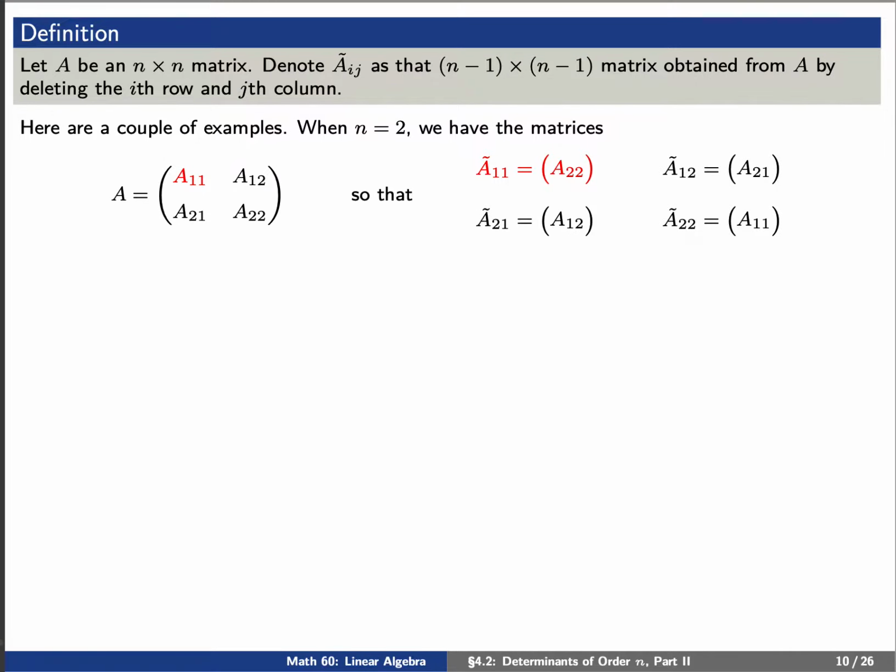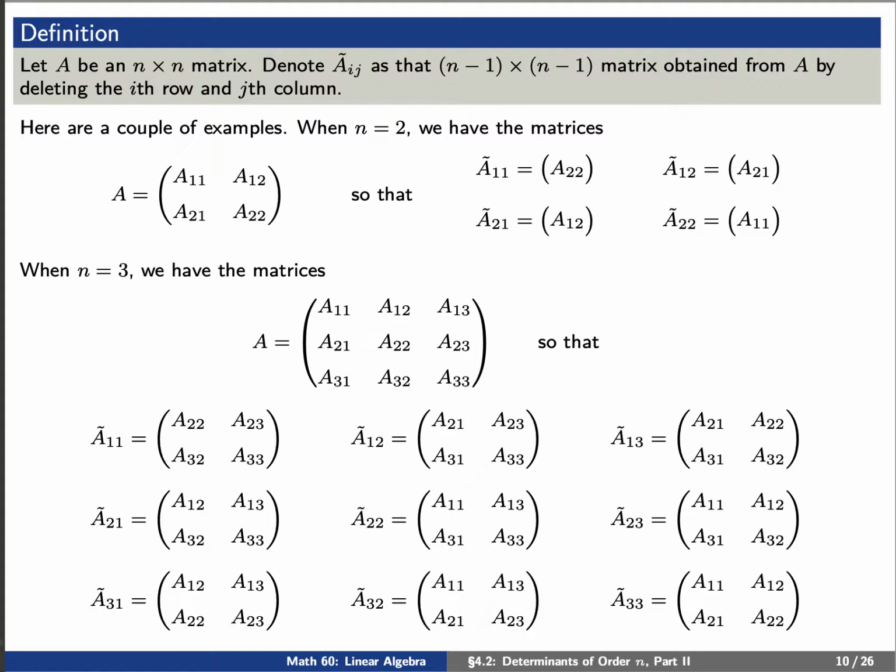When n is equal to 2, we can see that we can cross out the rows and the columns to find these smaller matrices Aij tilde. When n is equal to 3, we can do the same process, but you'll notice now that the smaller matrices are these 2 by 2 matrices. In this case, according to each entry Aij, we have a 2 by 2 matrix Aij tilde.